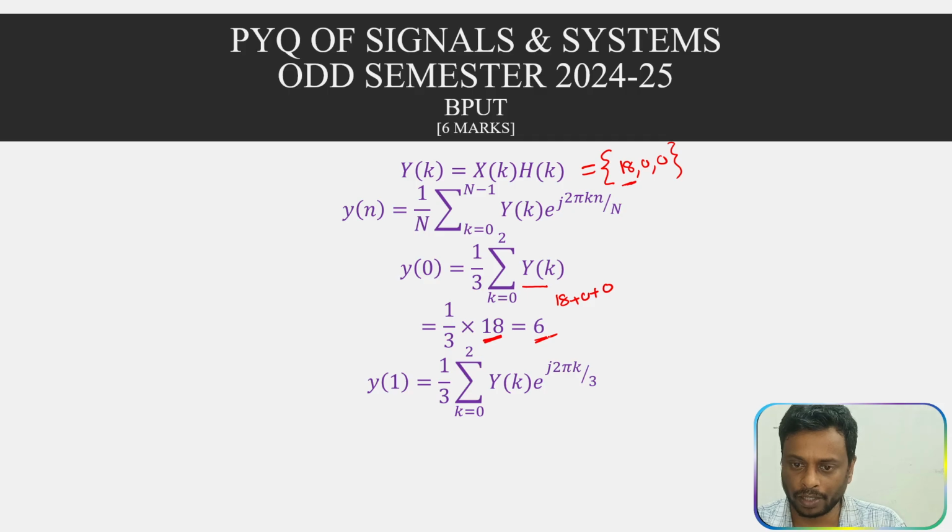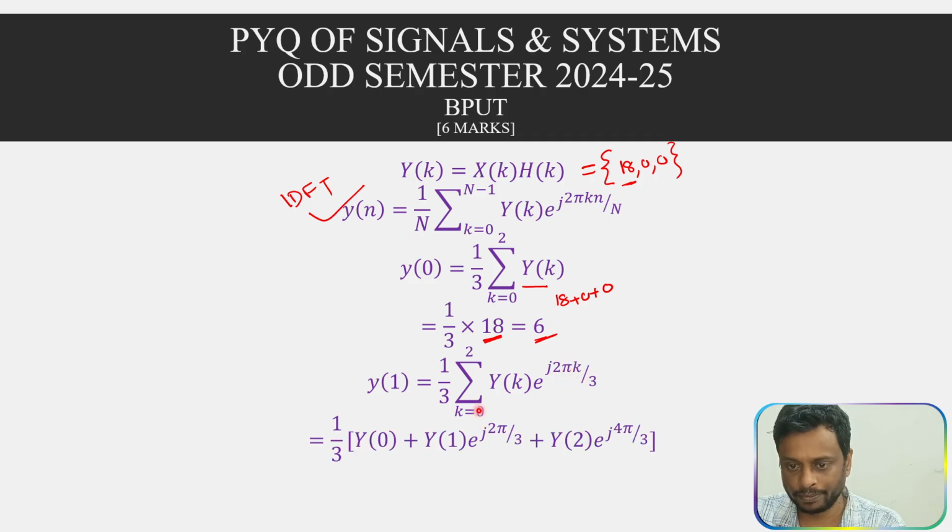Now you need to find out what y of n is. This is the IDFT formula: 1 upon 3 times the summation from 0 to 2 of y of k, e to the j 2 pi k n by 3. Here you put n equal to 0, 1 and 2. This is the formula. Put k equal to 0, k equal to 1, and k equal to 2.